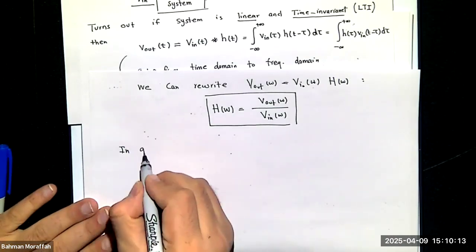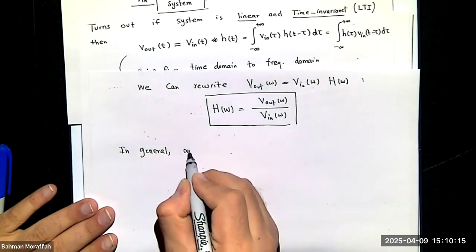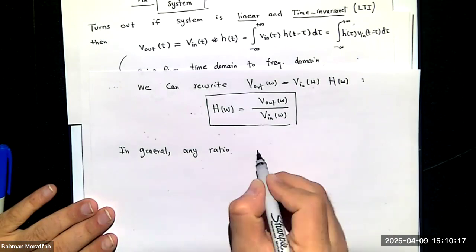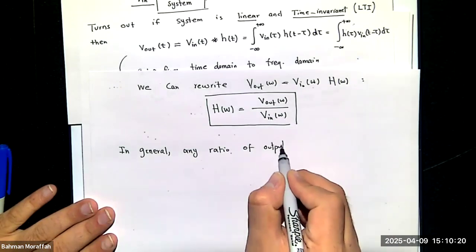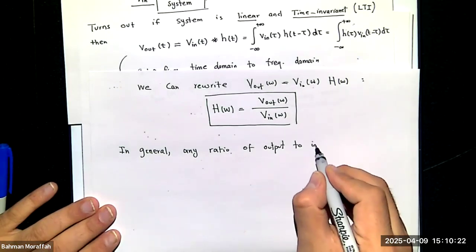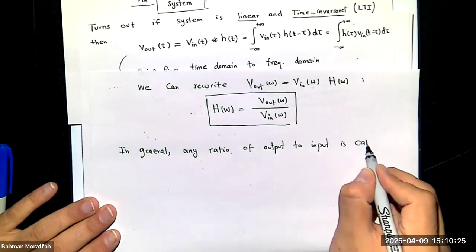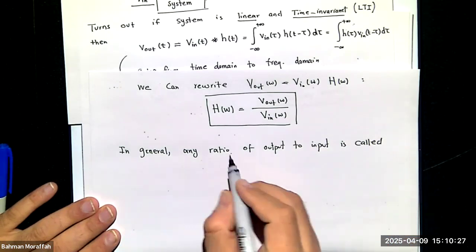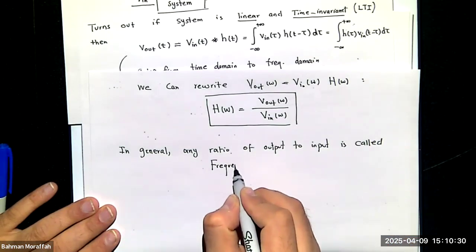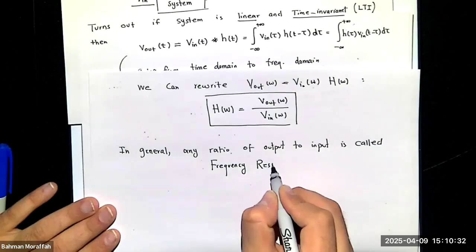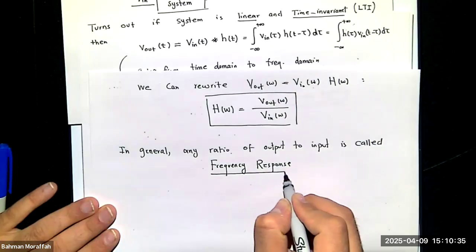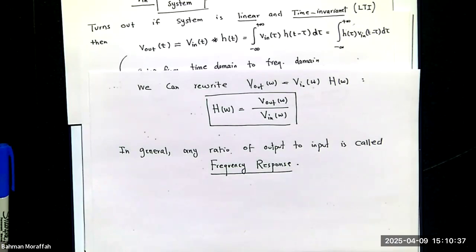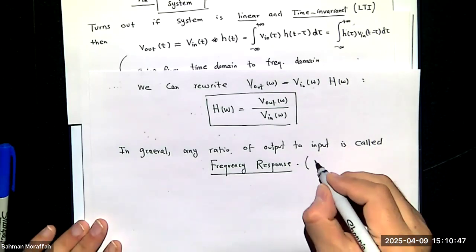In general, any ratio of output to input is called frequency response. Obviously, when I'm talking about the ratio of output to input, I mean the ratio in frequency domain, right? I do not mean in time domain. So this is in frequency.